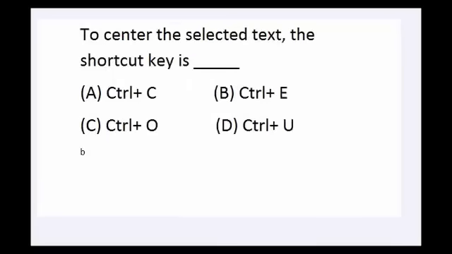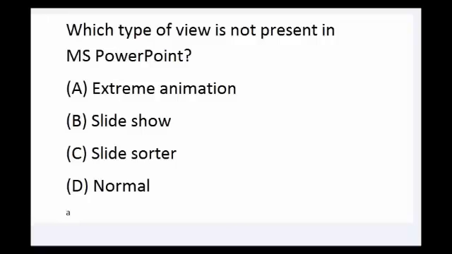Title slide. To center the selected text, the shortcut key is A. Control plus C, B. Control plus E, C. Control plus O, D. Control plus U. The answer is B, Control plus E. Which type of view is not present in MS PowerPoint? A. Extreme animation, B. Slideshow, C. Slide sorter, D. Normal. The answer is A, Extreme animation.